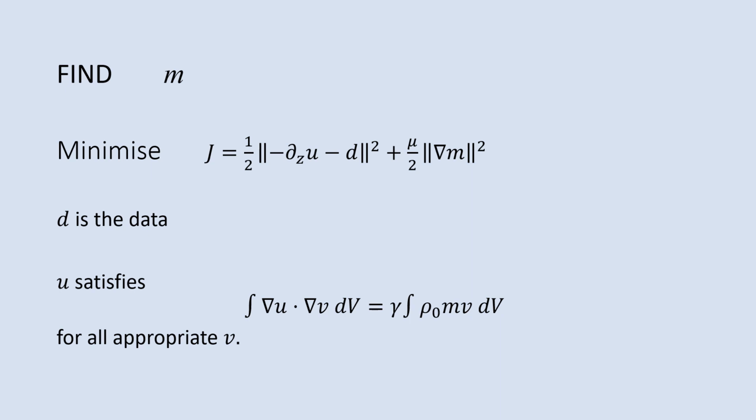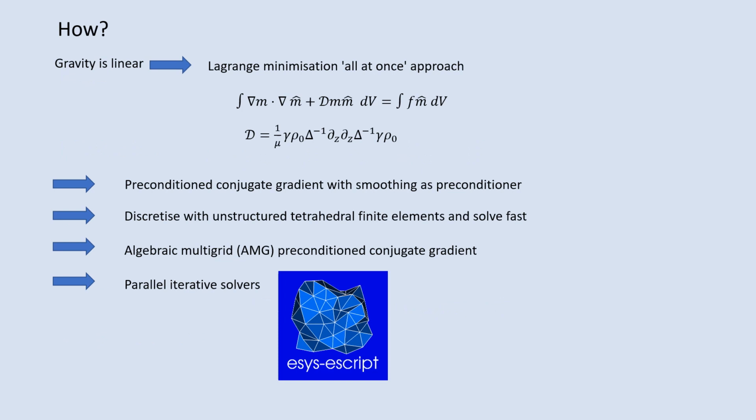The relationship between density and gravity is linear, which means that I can use an all-at-once approach, a Lagrange minimization approach. I set up a really big equation, the Lagrange function, combining cost function J and the forward problem for U, and I minimize that with respect to property function m, gravity U, and the Lagrange multiplier. And here it is. After a lot of algebra, I derive one equation that I need to solve for property function m. Because D is symmetric positive semi-definite, I can solve for m using the preconditioned conjugate gradient method, and I can use the smoothing, the grad m term, as the preconditioner.